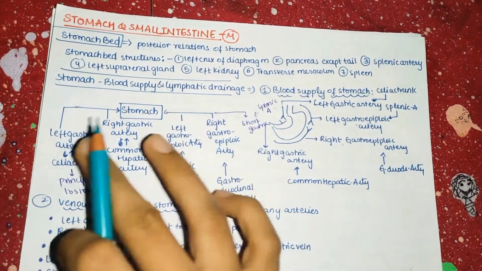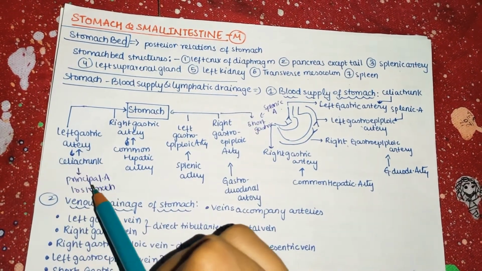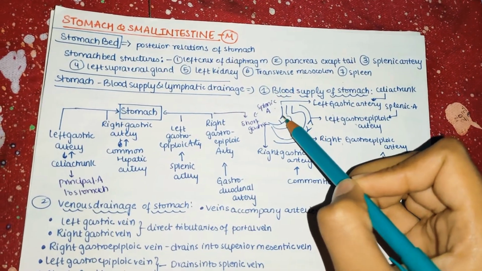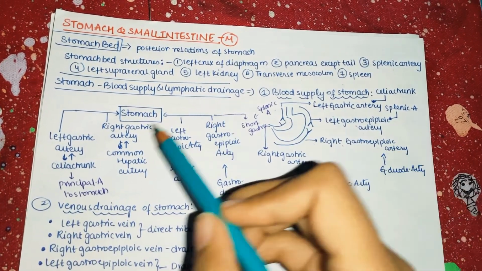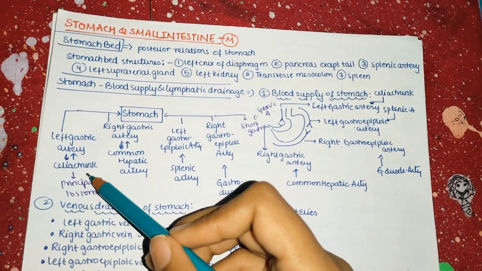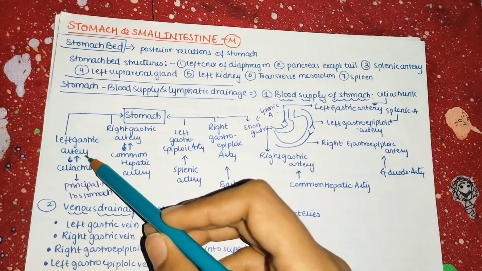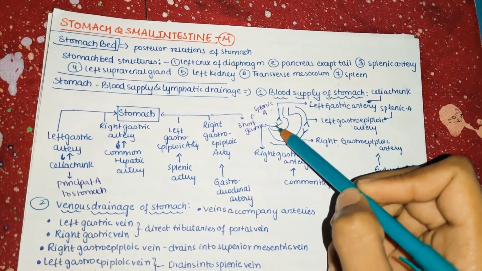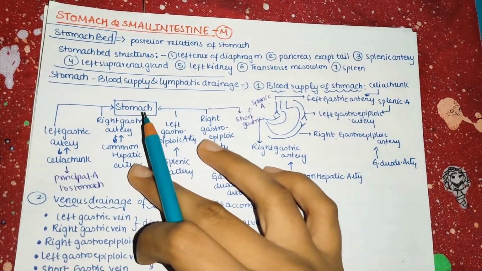So you can see your stomach, clearly I wrote all the arteries which are giving it supply. So first, the most important and the principal artery to the stomach is the left gastric artery. So this one is the left gastric artery, this one is the right gastric artery. Okay, so the left gastric artery is the principal artery to the stomach, and it is coming from the celiac trunk. Next, coming to the right gastric artery, this is coming from the common hepatic artery. So it is a branch of the common hepatic artery.